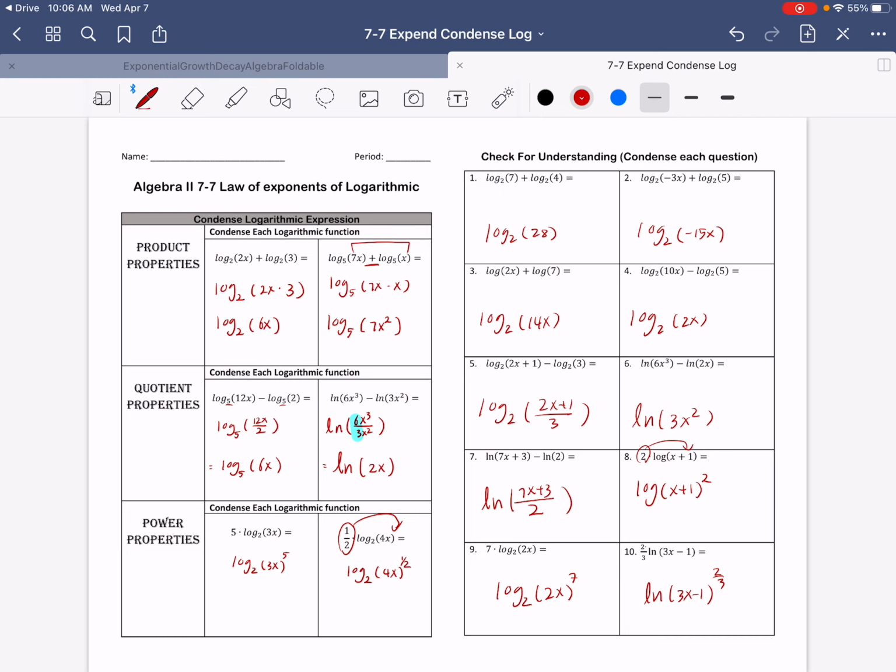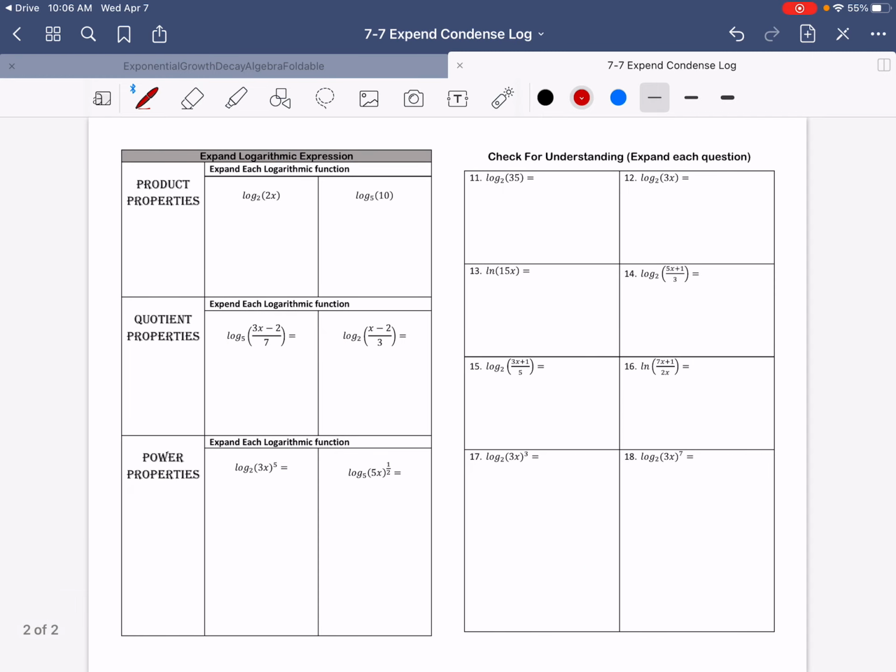So that's it for this part. Let's go to another page here. So what about here?